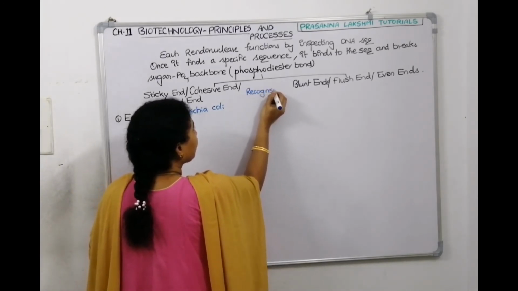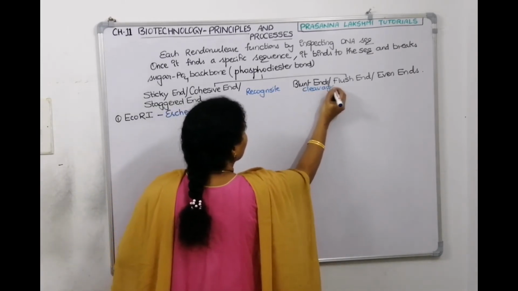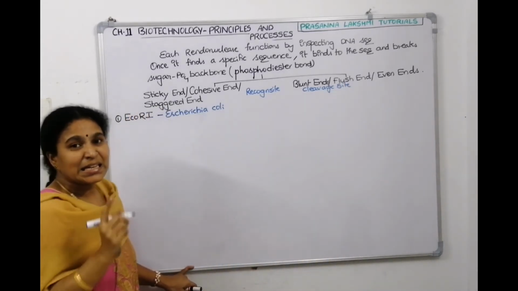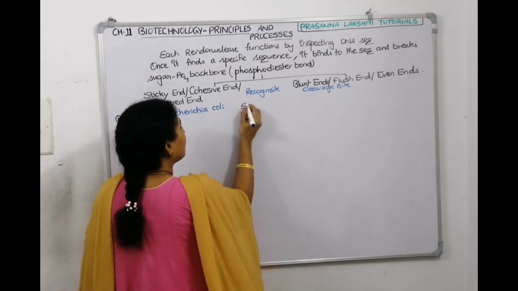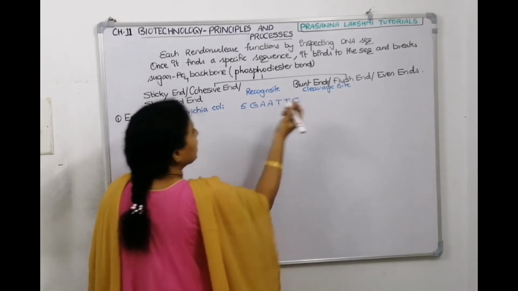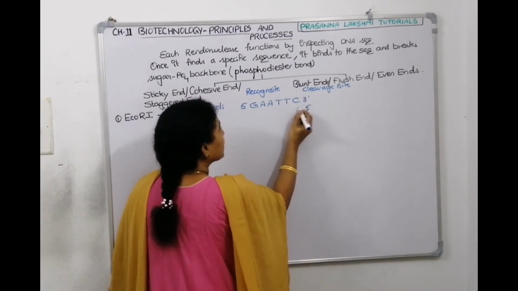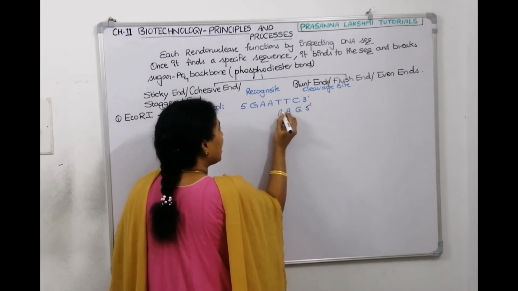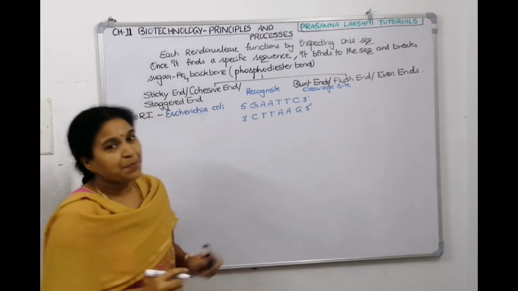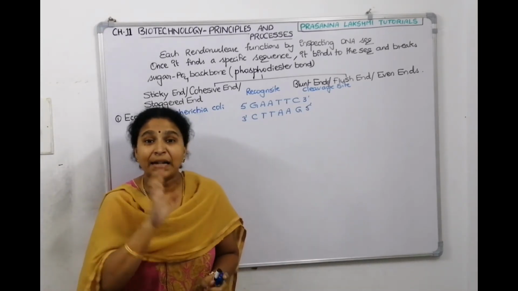This enzyme is isolated from this bacteria, and what is its recognition site? We will write. And what is its cleavage site also we will write. Its recognition site is GAATTC, a 6 base pair sequence. Opposite end is also GAATTC. Such recognition sequences identified by restriction enzymes are called palindromes.